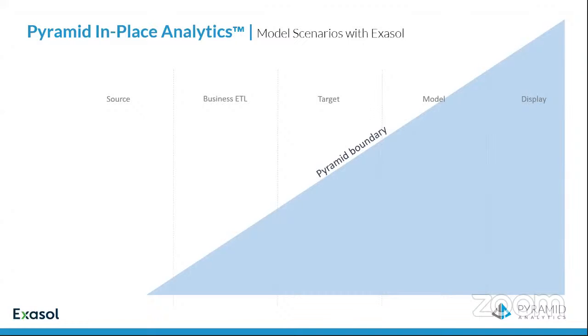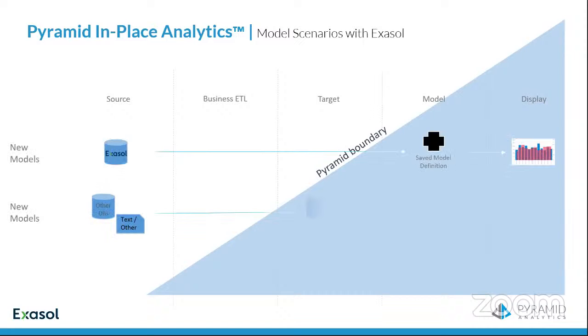So we talked a little bit about in-place analytics and modeling scenarios with Exasol. So what do we actually mean by this? Well, as we mentioned earlier, Pyramid conducts its queries in direct mode, working directly with the underlying data storage engine. So let's say I have an existing Exasol database and I want to start analyzing that data. What I need to do is select the database, and select the tables that I want to work with.